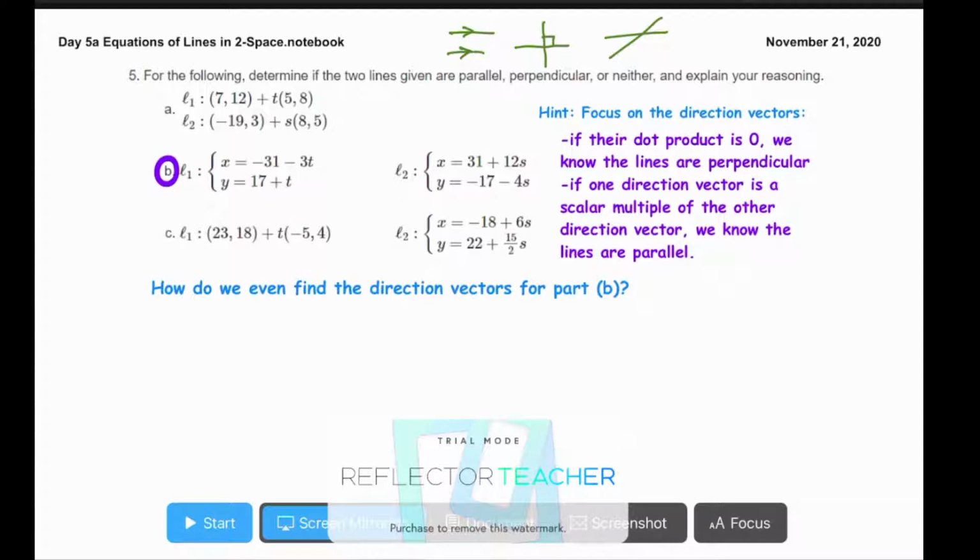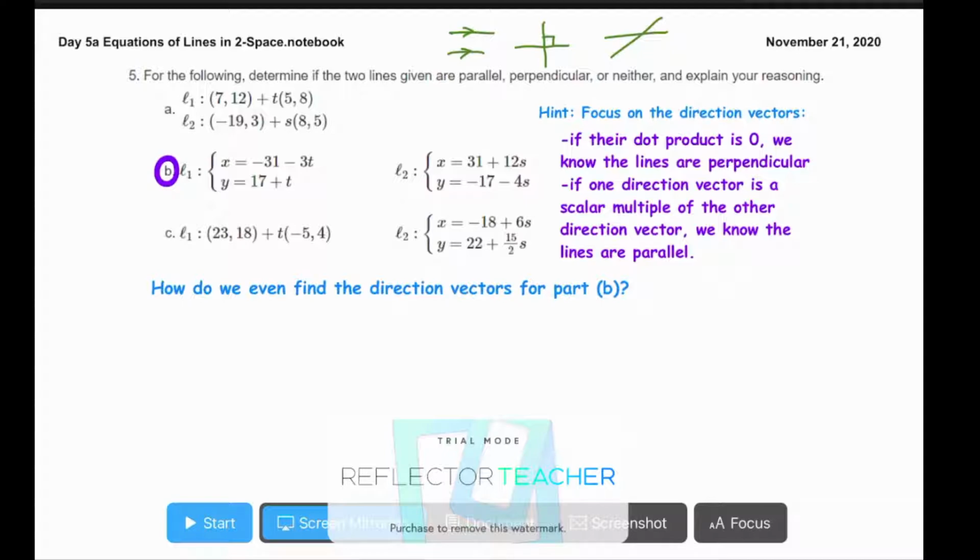And how am I going to figure this out? Let's think about what my options are. What are my tools? Well, I know if they're parallel, the direction vectors are going to be the same because they're moving in the same direction every time. If they are perpendicular, then my dot product is going to be 0. So the dot product of my direction vectors will be 0. And if they are neither, then neither of those things are true. If the direction vectors are not the same and the dot product of the direction vectors is not 0, then it's neither. Then they're just two regular old lines that will intersect at some point.